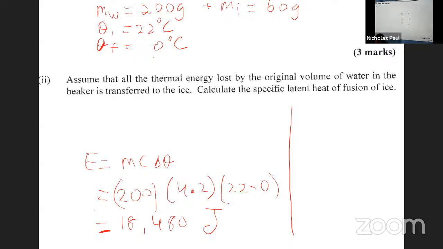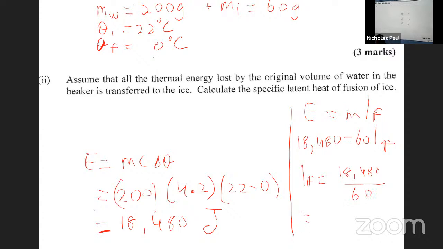So we're using E is equal to m L_f. The energy supplied is 18,480, the mass is 60, and we're going to solve for L_f. So L_f is equal to 18,480 over 60, which is 308. Right, so it goes to the last one.